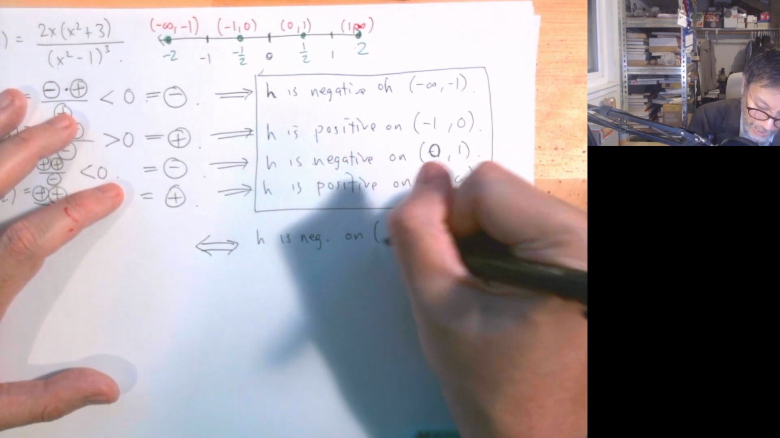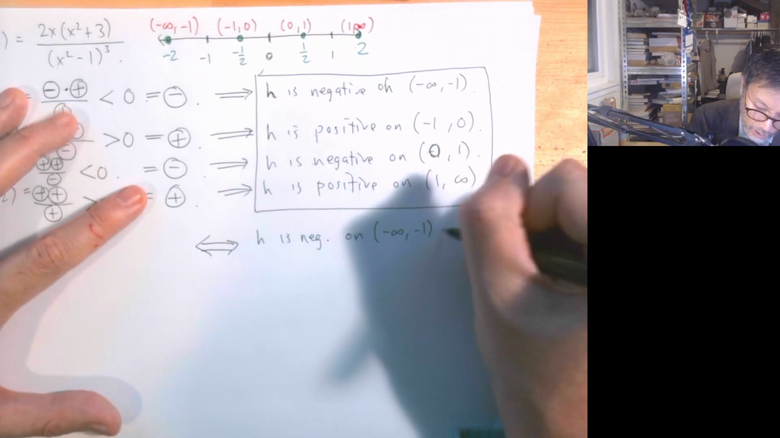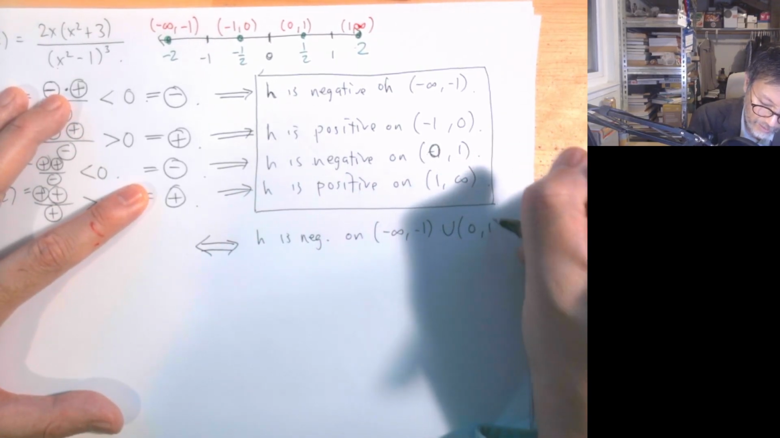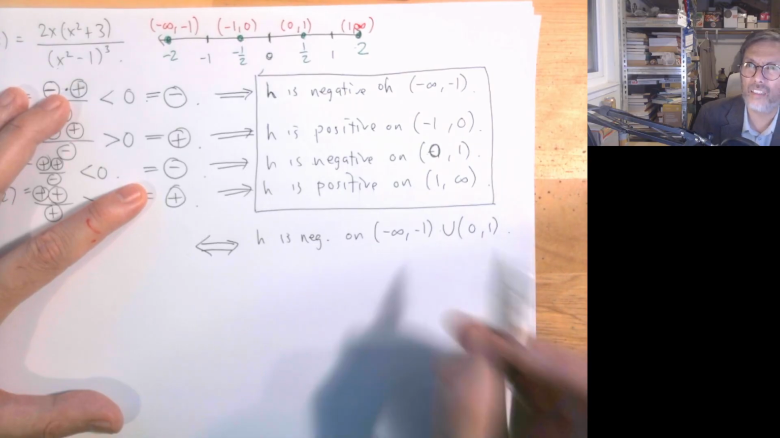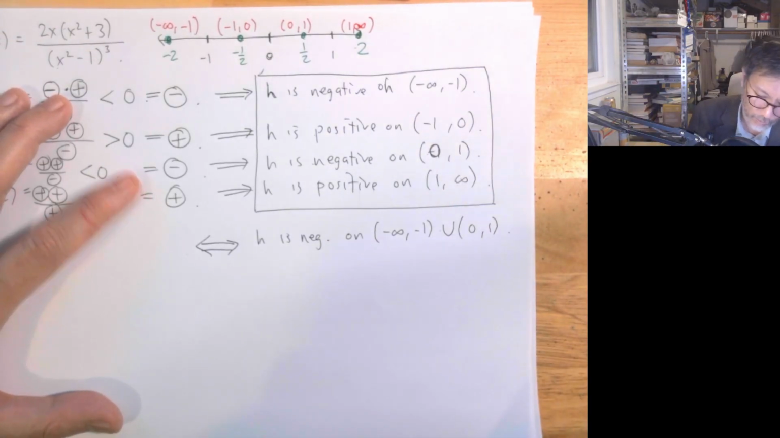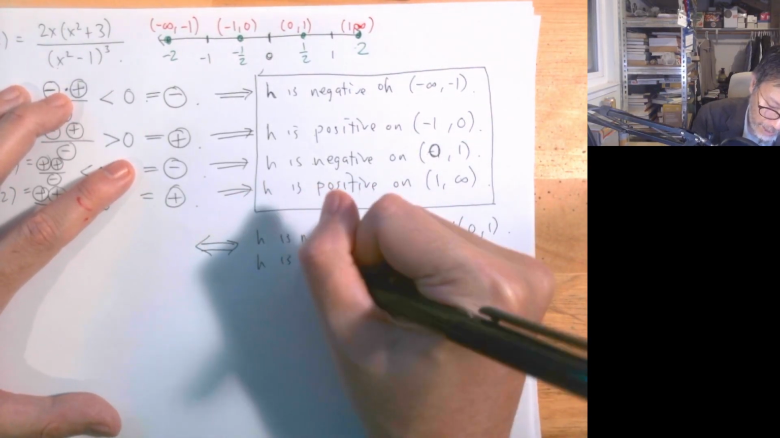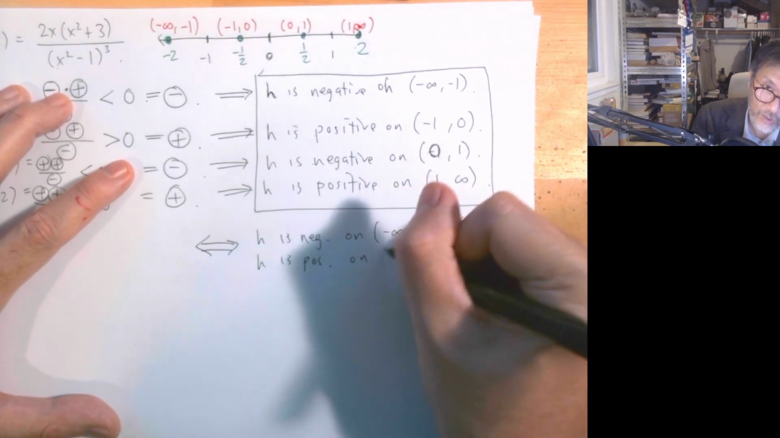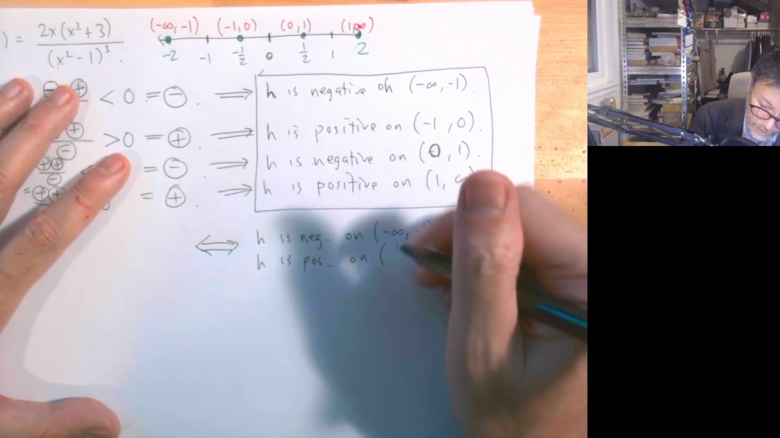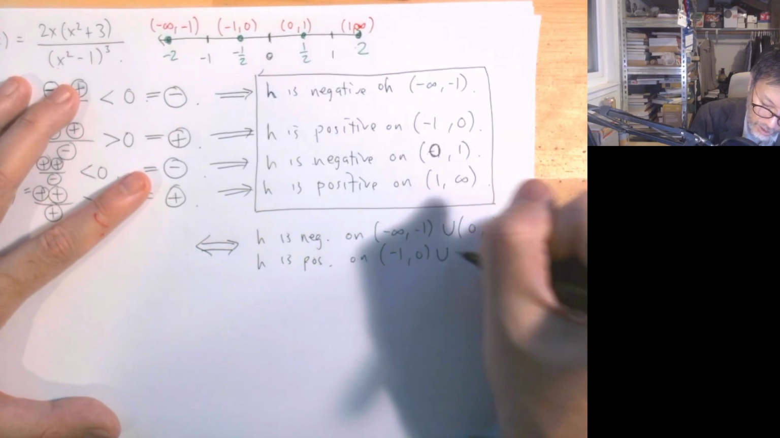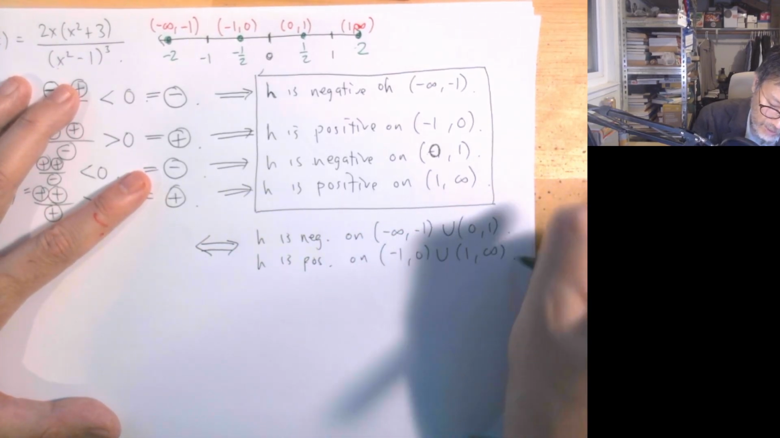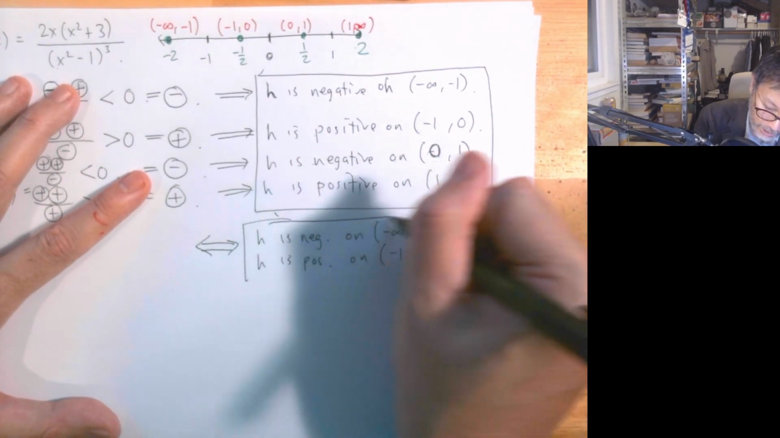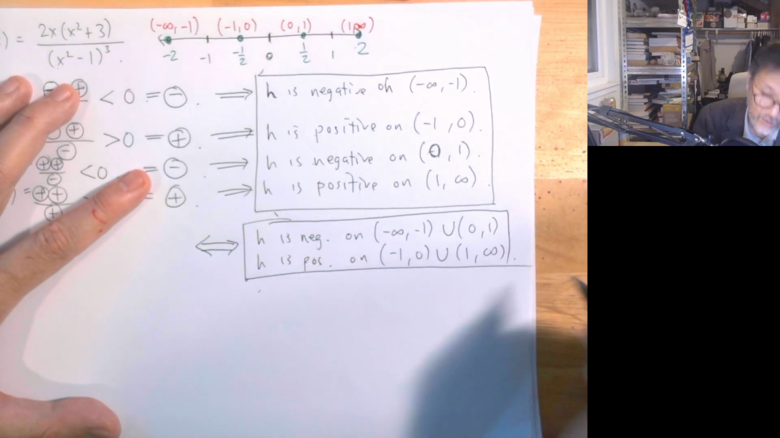on the interval from negative infinity to -1, union 0 to 1. That is like an uppercase U looking symbol. H is positive on the interval from -1 to 0, union 1 to infinity. These are both completely acceptable answers.